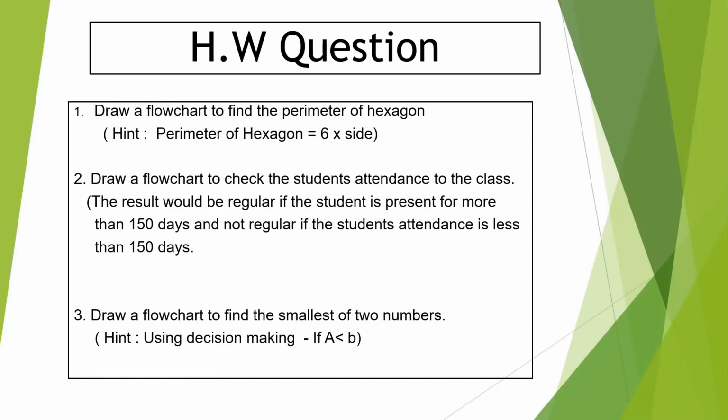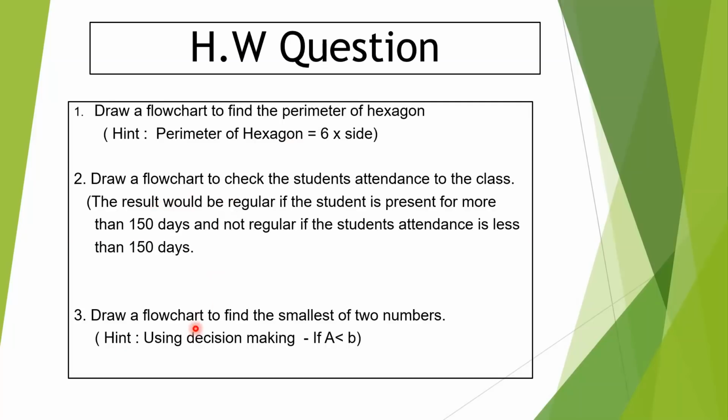Here's a homework question for you. 3 questions are given as homework. 1 normal question, without including decision making, and the remaining 2 questions are on decision making. The first homework question is to draw a flowchart to find the perimeter of a hexagon. I showed you the perimeter of a pentagon, isn't it? Now you have to do a flowchart to find the perimeter of a hexagon, 6 into side.